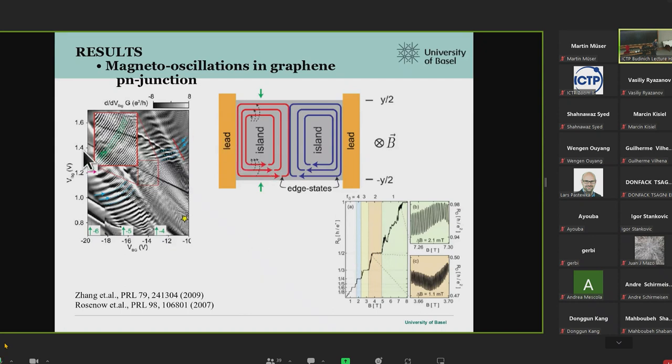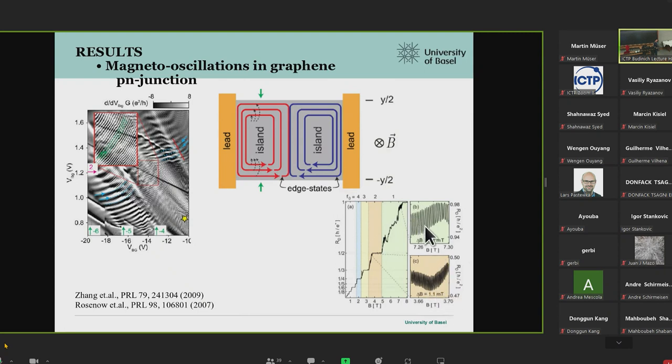We talked to our colleagues from the transport community, and they told us that similar periodicity distributions were already observed in transport, and this is related to magneto-oscillations in graphene p-n junctions. So basically, when you have domains of different charge state, let's say n-doped and p-doped, different doping, the magnetic field drives the charges in opposite directions. If the magnetic field is big enough, these charges can interfere. The wave functions, it's quantum mechanical interference, can interfere and lead to oscillations in the conductance, like here or here, with periods which are pretty close to ours.